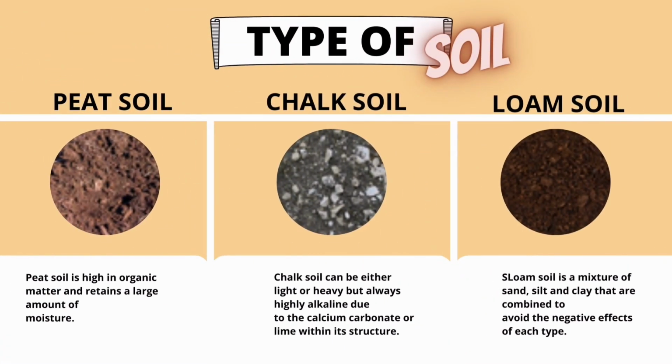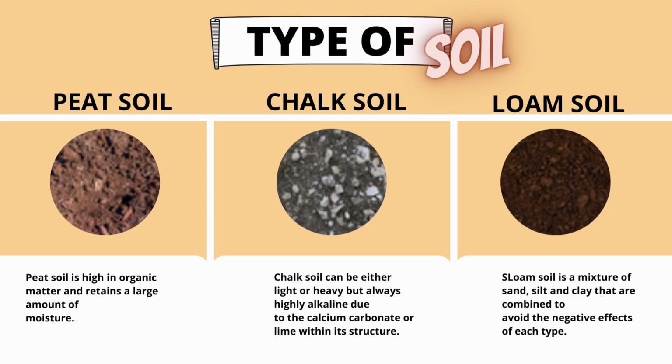Another soil is peat soil. Peat soil is high in organic matter and retains a large amount of moisture. This type of soil is very rarely found in gardens and often imported into a garden to provide an optimum soil base for planting.